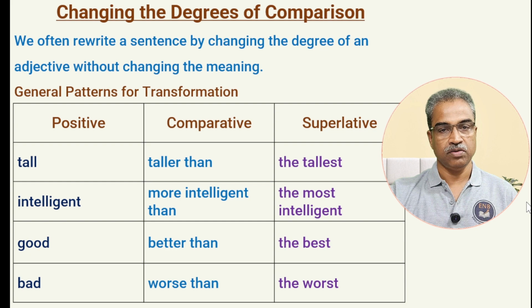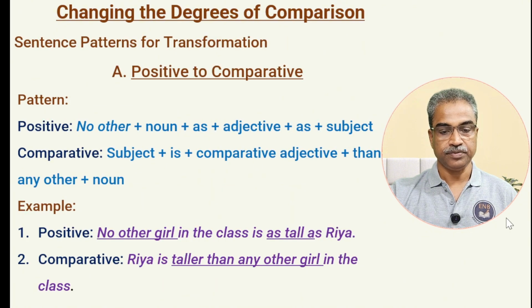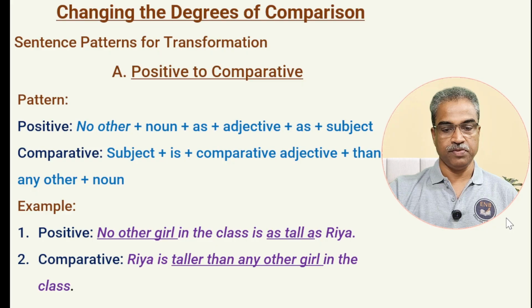Next, intelligent, more than 2 syllables. So naturally, more intelligent than. She is more intelligent than her brother. And she is the most intelligent of all children in the class. The most intelligent. Good, comparative form is always better than. Better than. And superlative, it will be the best. Bad, worse than. The worst. Superlative form, right?